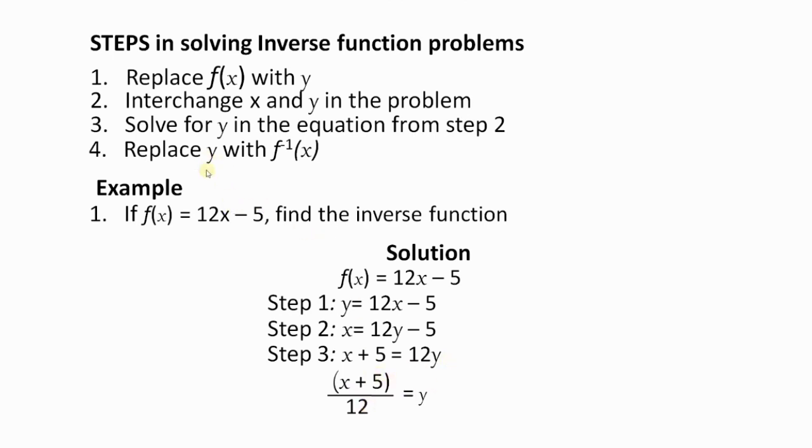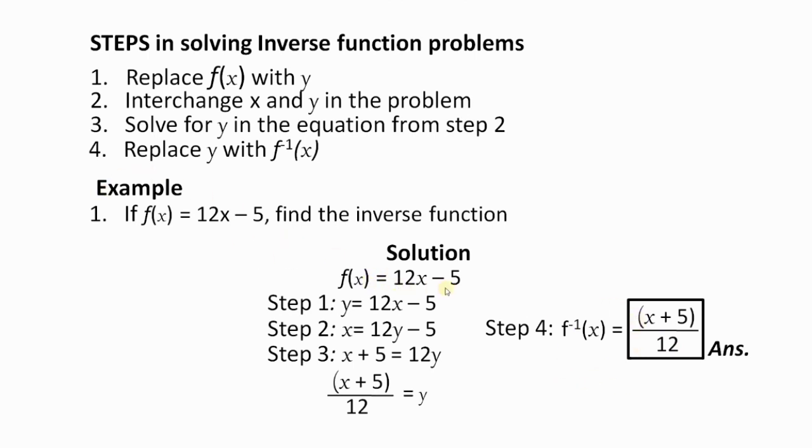Then step 4 says, after solving for y, replace y with f inverse of x. So you now have step 4. f inverse of x is equal to x plus 5 over 12. This becomes our inverse function to this function.